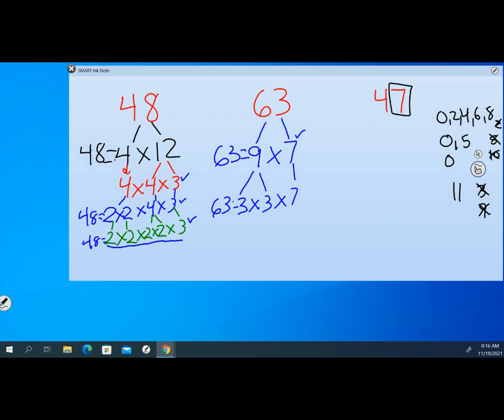I try some of my other small odd numbers, like 3 we already did, 5. I can try 7. Again, the closest I got was 49. I could try 9. Again, the closest I got was 45. I could try 11, 44. So again, at that point, I'm pretty confident that nothing is going to work. Okay, so 47 is a prime number. You really wouldn't be able to do anything with it.